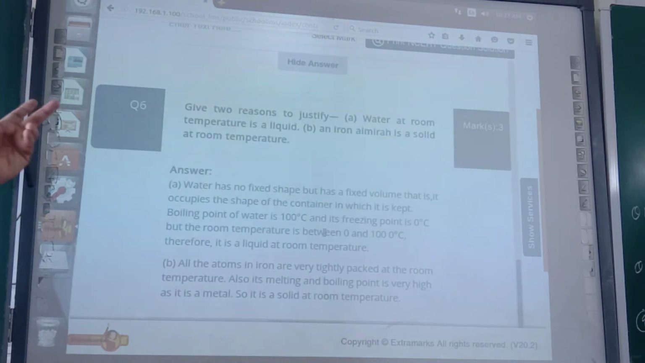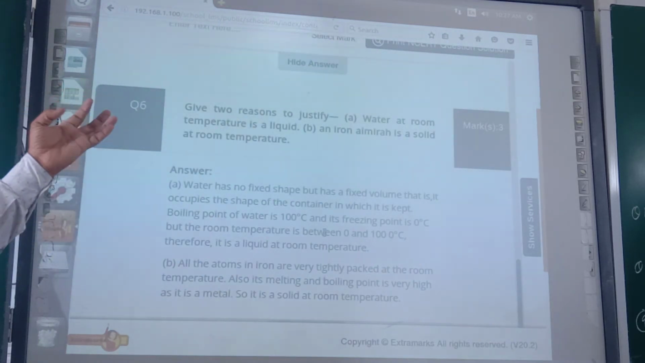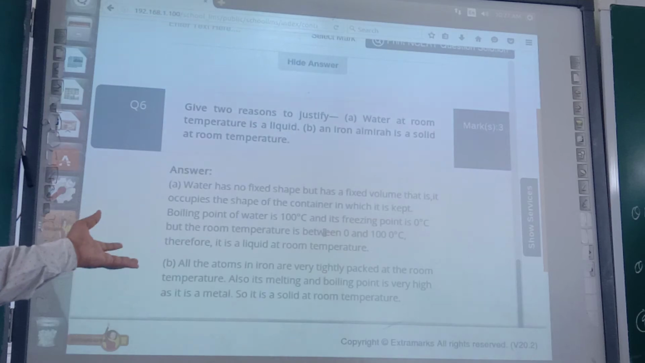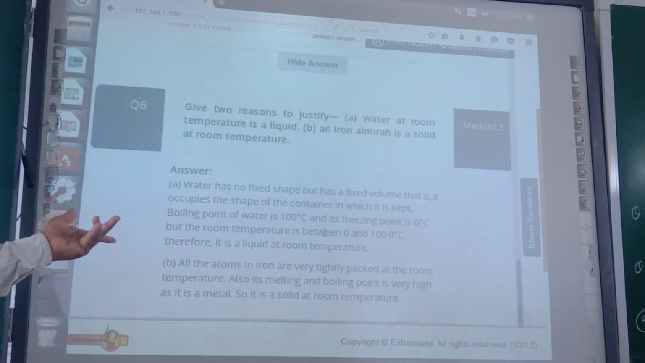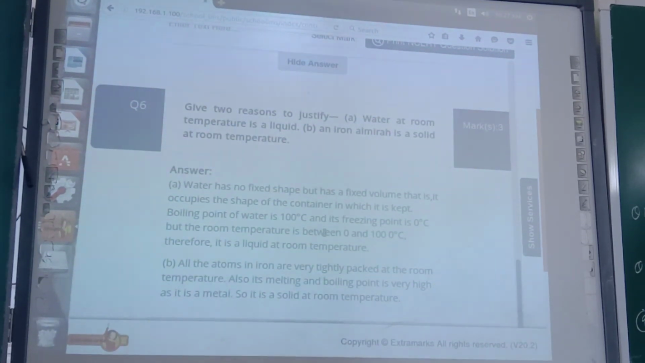So why is an iron almirah a solid at room temperature? Because its melting point is very high. Now it has got the fixed shape. Okay, fixed shape and fixed volume. Okay, so these are some of the reasons why almirah is found in solid state at room temperature and water is found in liquid state at room temperature.